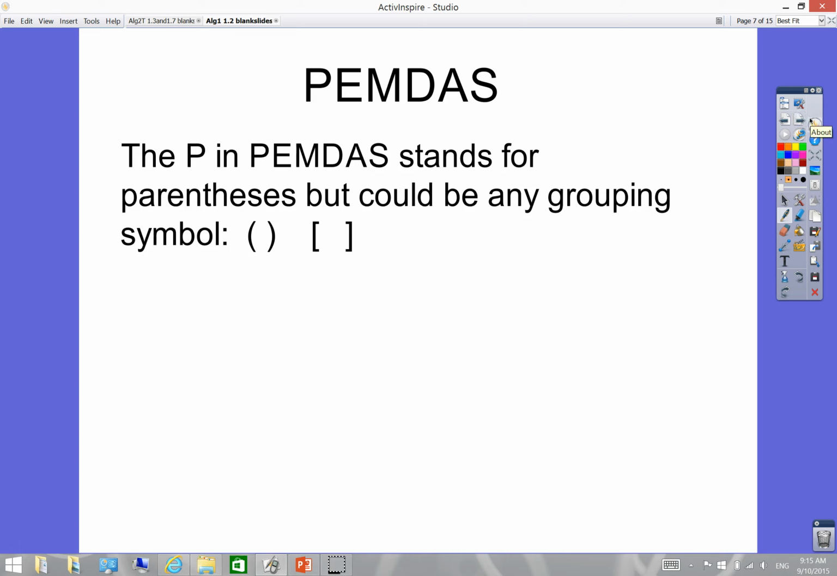Now understand that the P in PEMDAS stands for parentheses, but could be any grouping symbol. And usually if there's more than one kind of grouping symbol, it's because one of them is inside the other. Almost always what you'll see is parentheses and then maybe square brackets on the outside. You would always do the inner first, right? Go to the inner.